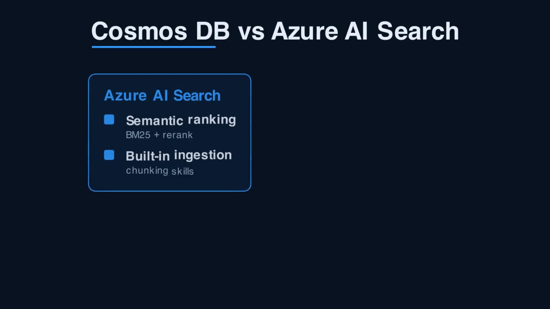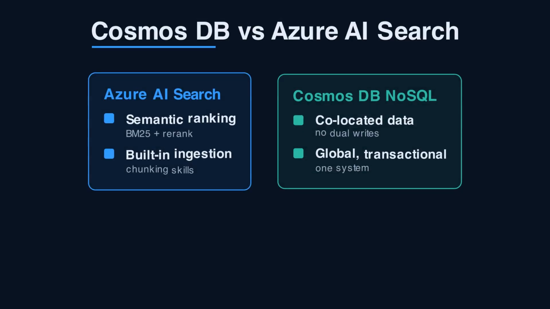So when does a dedicated store win? Azure AI Search brings richer retrieval features, built-in hybrid scoring with BM25, semantic ranking, integrated data ingestion and skill-based chunking, and fine-grained relevance tuning. Cosmos DB for NoSQL wins on colocation, transactional consistency with your operational data, global distribution, and one billing and security model. If retrieval quality and search features are the product, lean AI Search. If vectors are an attribute of records you already store and operate in Cosmos, keep them together.